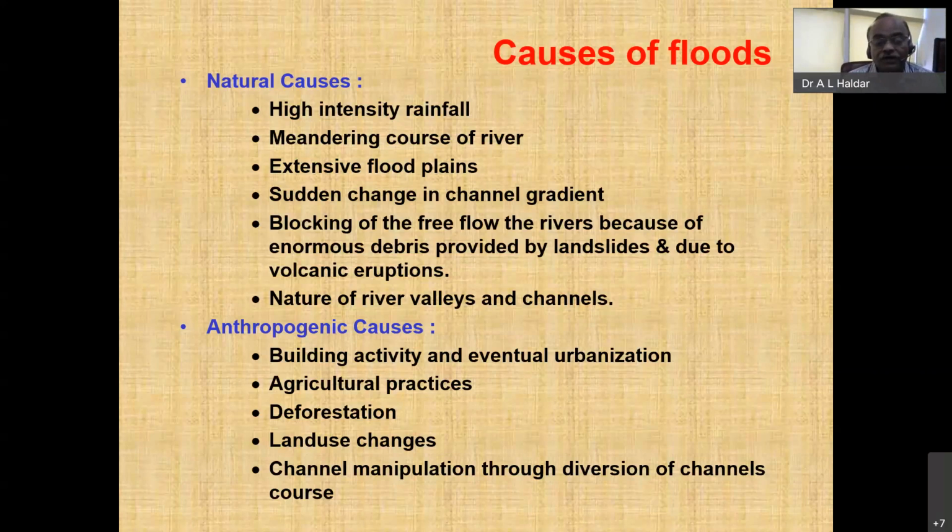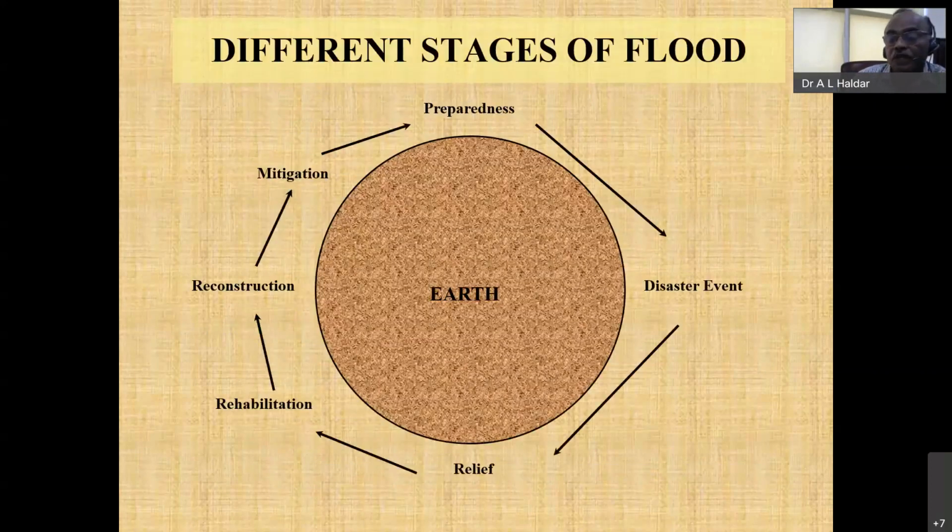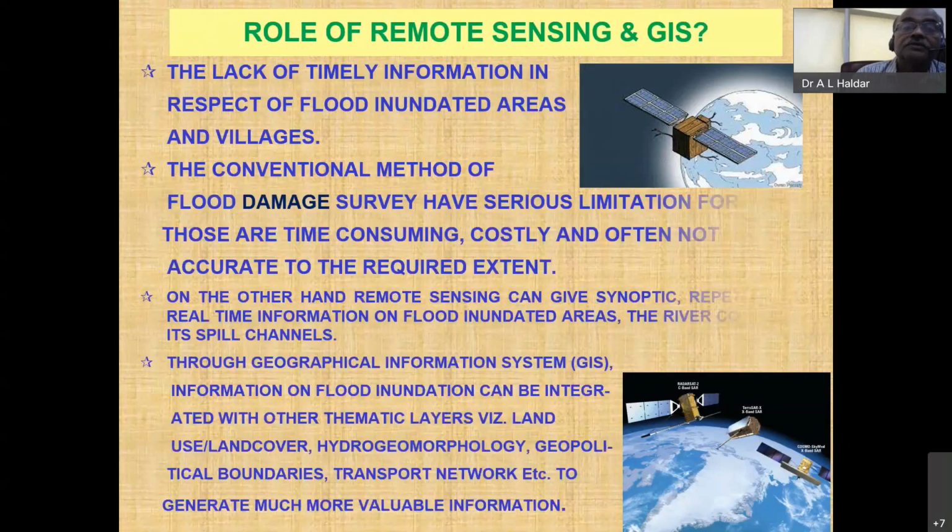This waterlogging and flooding, especially in metro cities, is happening due to anthropogenic causes. Here, deforestation, land use changes, and channel manipulation through diversion of channels are there. So due to these things it is happening in the metros. These are the different stages of flood. When the flood takes place, we have to think of relief, thereafter rehabilitation, then reconstruction of the area, mitigation, and before the flood, preparedness. When the disaster has happened, after that relief and other things will be there. So this was the scenario of the flood.